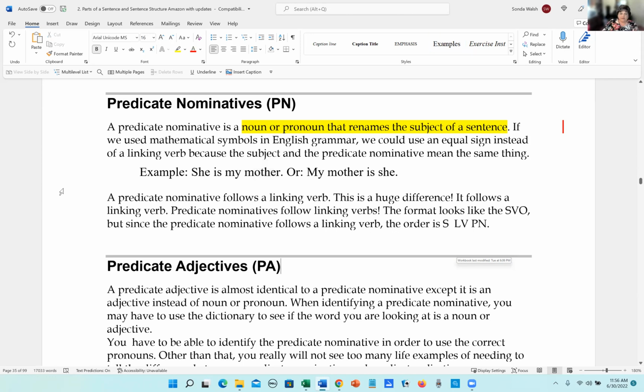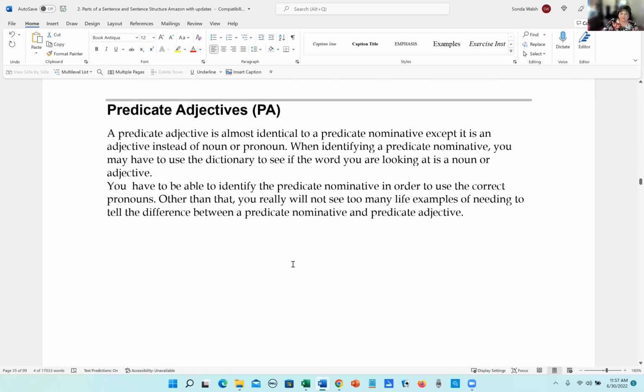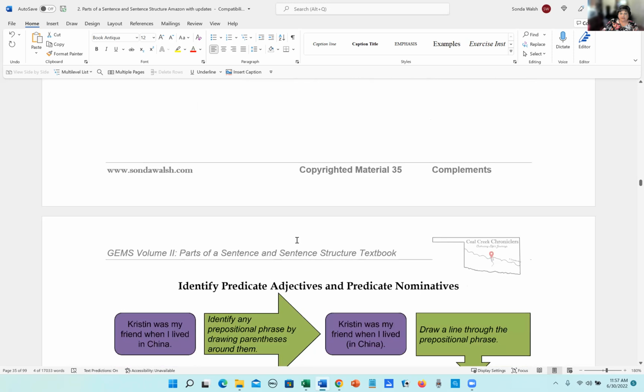The very key thing that you need to know is that a predicate nominative follows a linking verb. That's huge right there. That's the biggest thing you need to know about predicate nominative or predicate adjectives. So here is the order: subject, linking verb, predicate nominative. You have to be able to identify the predicate nominative in order to use the correct pronouns. So that's the main difference between a predicate nominative and a predicate adjective.